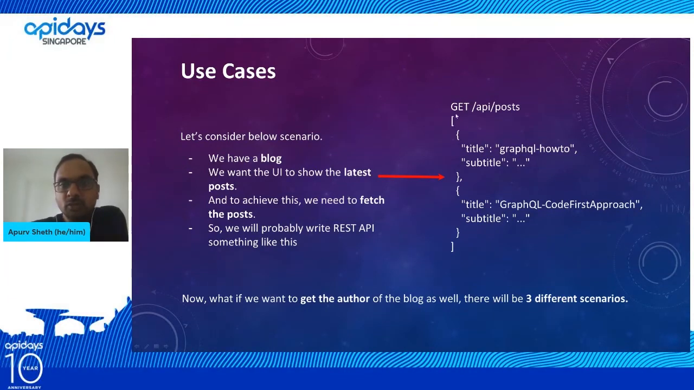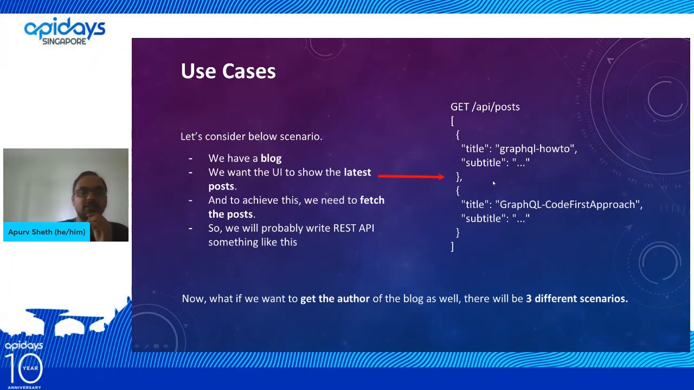We'll have the REST endpoint where API/post is the endpoint, which will return us the list of all the latest blog posts, which have the attributes title and subtitle. Now to put it at a high level, I have one API which is returning me the data, and what if I need data which is not already there as a part of that API?